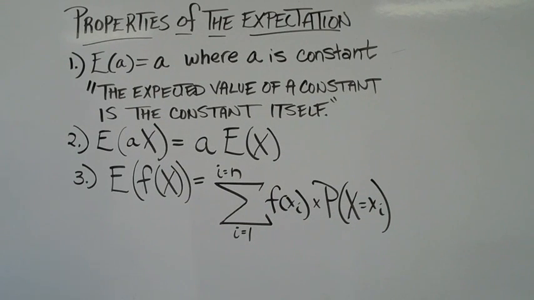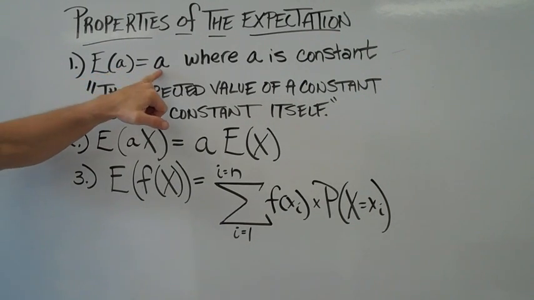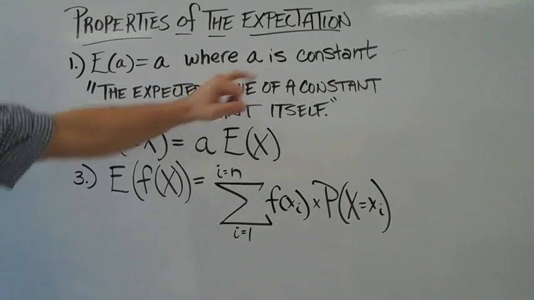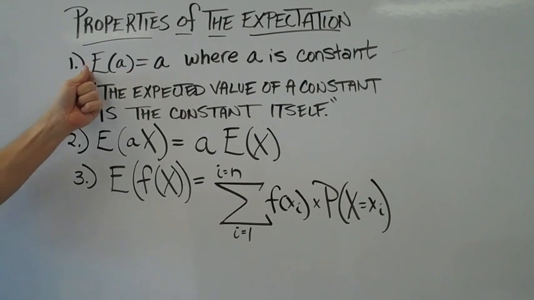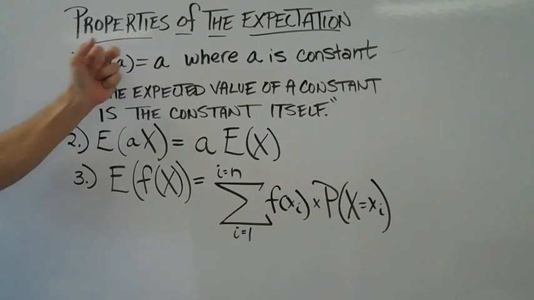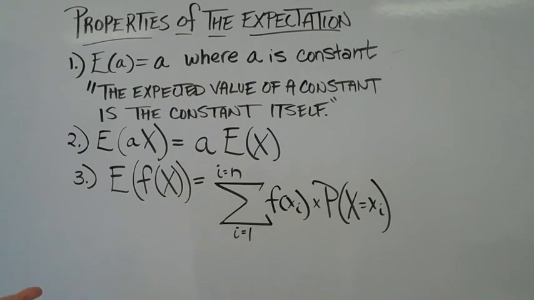Now that we know what the expectation of the discrete random variable is, let's talk about three properties that you need to know. The expectation of a constant is the constant. Where a is a constant, we can say the expected value of a constant is the constant of itself. The expected value of 5 is 5. The expected value of 3 is 3. The expected value of 27 is 27, because 27 doesn't vary.